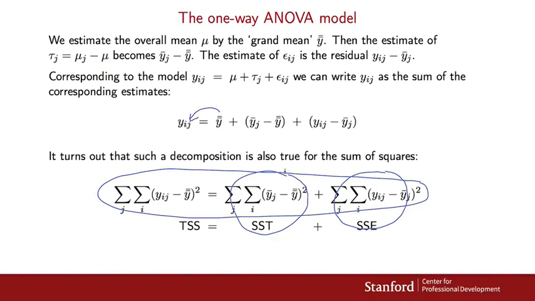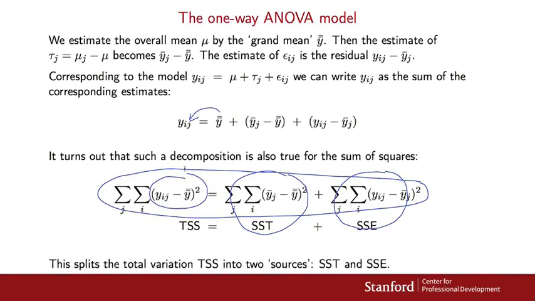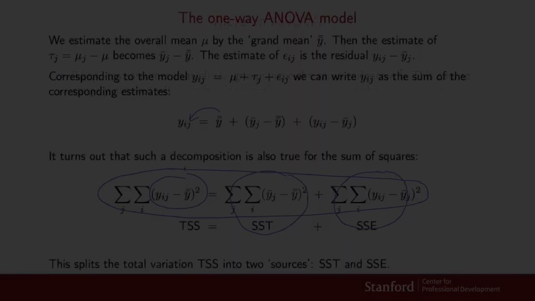If you look at this, you see what we are doing here. We look at all the observations, look at the squared differences from the overall mean, and sum up. So this is like a formula for computing a sample variance. What this means is that the total variation can be split into two sources: the treatment sum of squares and the error sum of squares. This is the decomposition that's behind the ANOVA table.